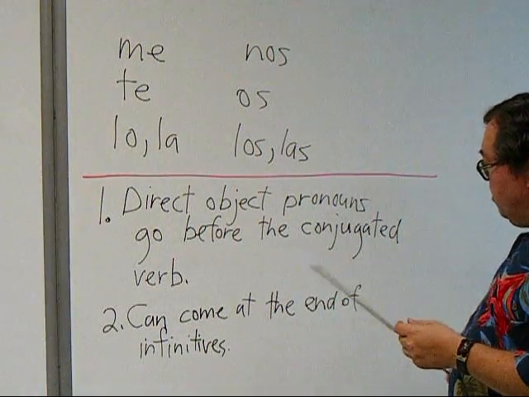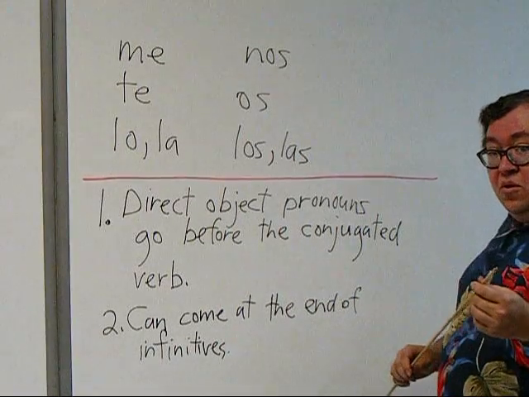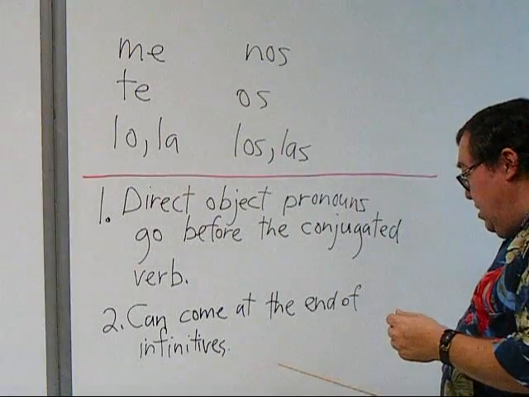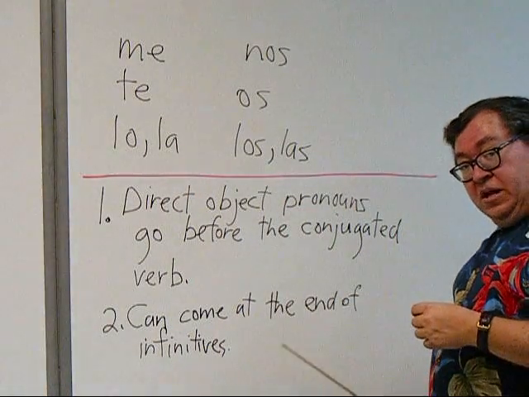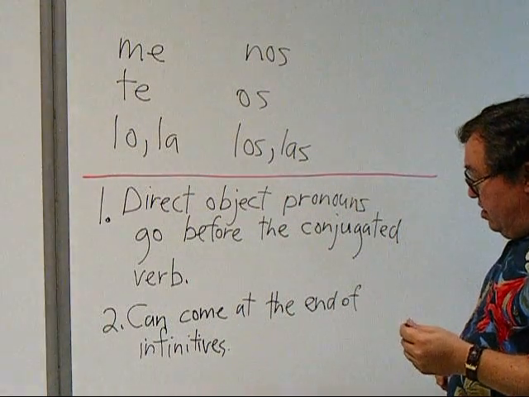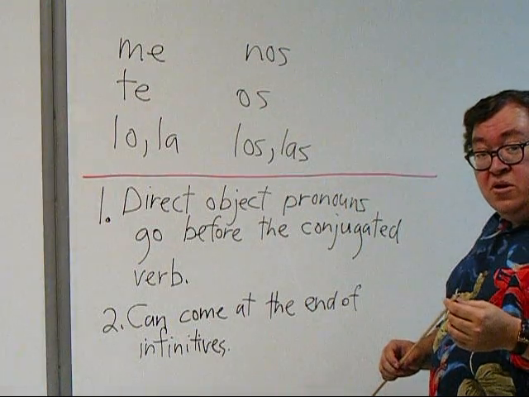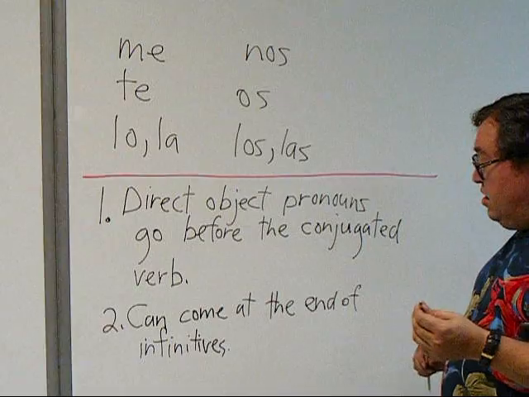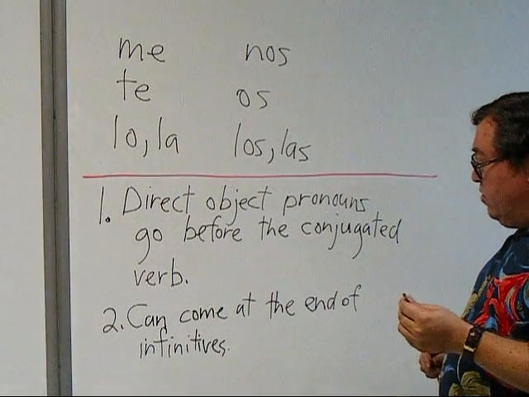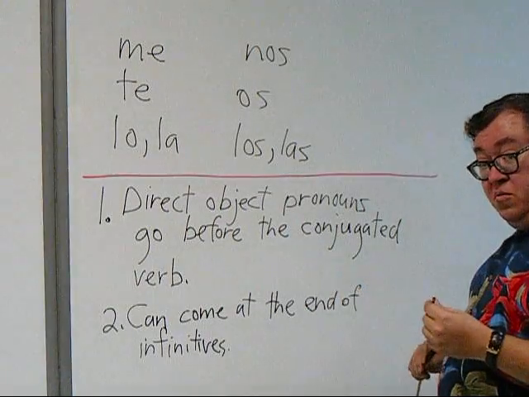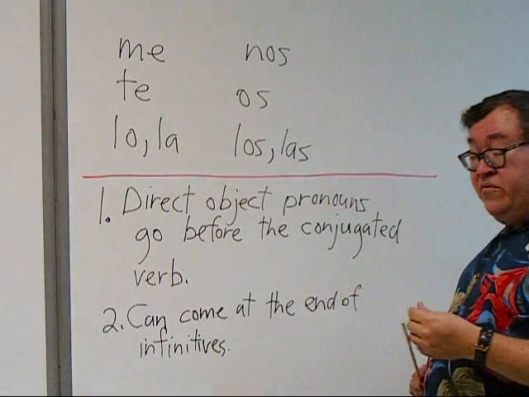Direct object pronouns go before a conjugated verb. And they can come at the end of infinitives. We'll look at more examples of this in just a second. There are two other places where they can be put, at the end of a present participle or at the end of a command. But in chapter 4 of this book, the only two that we'll have to deal with will be right before the conjugated verb as a number one or at the end of an infinitive.